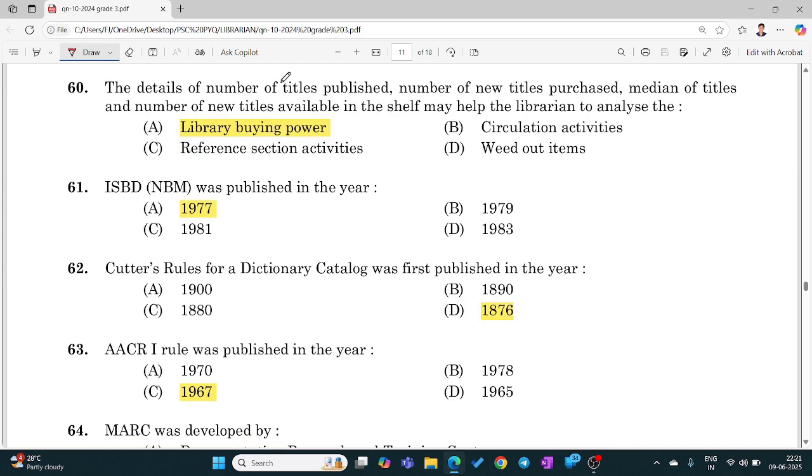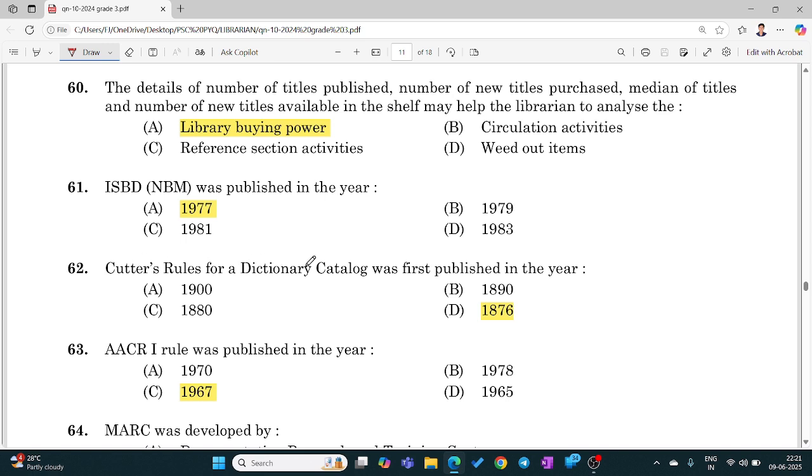The details of number of titles published, number of new titles purchased, median of titles, and number of new titles available in the shelf may help the librarian to analyze the library buying power. ISBD or NBM was published in the year 1977.